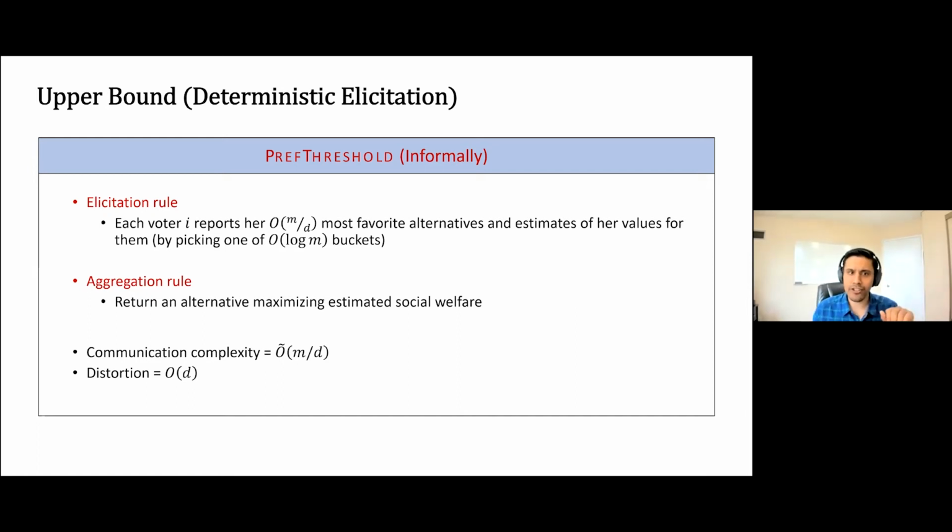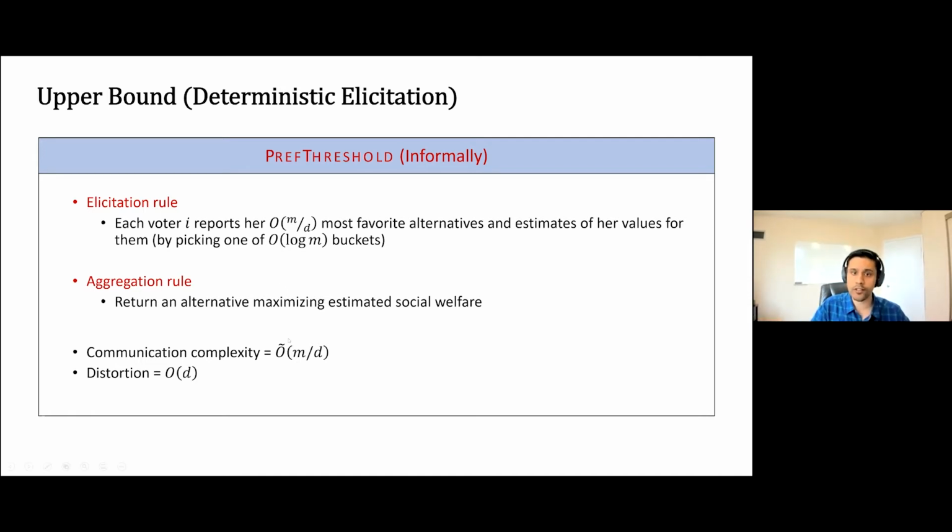One thing I want to mention here before moving on is to compare this with ranked ballots. With ranked ballots, I mentioned that even if you allow randomized aggregation, the best distortion you can achieve is square root M. So if you want to achieve distortion D equal to square root M, then this rule can do so while only asking each voter to communicate square root M bits of information about her utility function. In contrast, ranked ballots ask the voters for M log M bits of information about their utility functions.